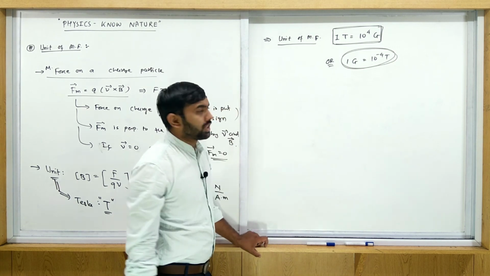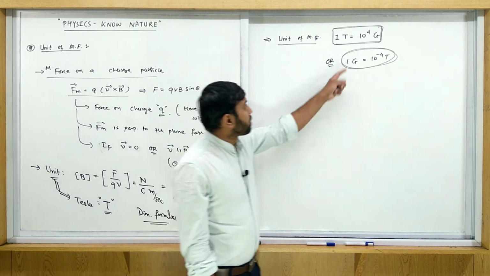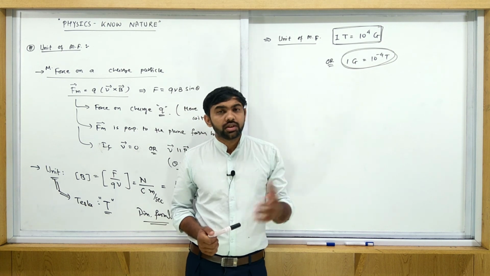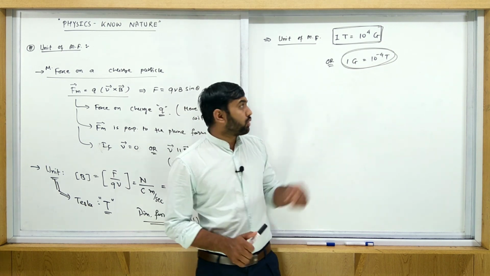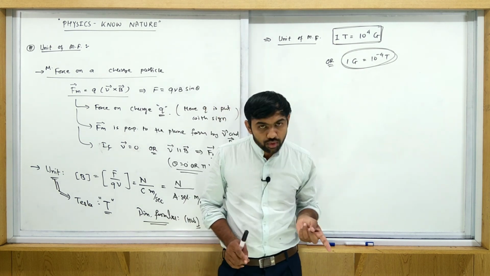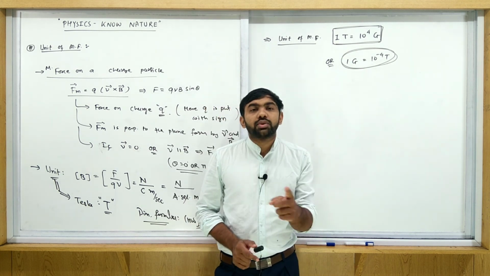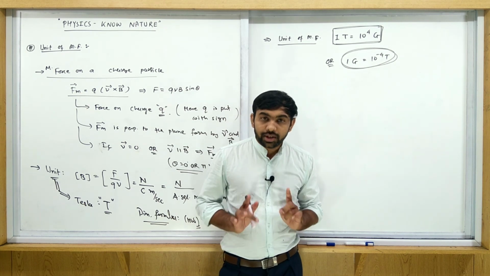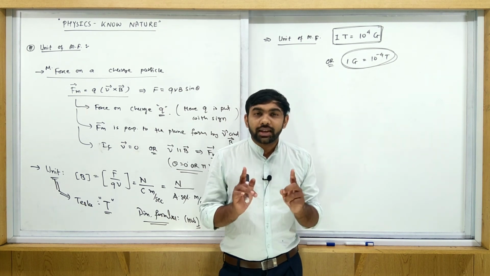If you convert Tesla to Gauss or Gauss to Tesla, use this relation, and we have to use this relation in different examples. So all of you must remember this relation: 1 Tesla is equal to 10 raised to 4 Gauss and 1 Gauss is equal to 10 raised to minus 4 Tesla. Tesla is denoted by capital T and Gauss is denoted by capital G.